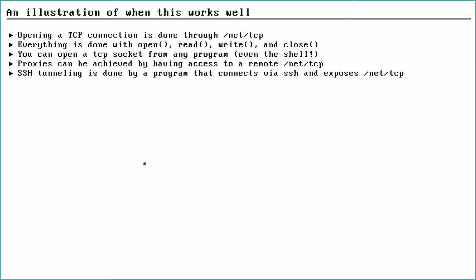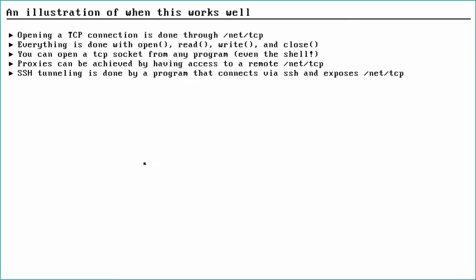SSH tunneling is a really good example of this, about the whole, is it being implemented by the kernel or user space and that not mattering much? So SSH, if you haven't used it before, SSH has the capabilities of proxying network traffic. It's called SSH forwarding, reverse forwarding, sometimes called port forwarding or reverse port forwarding. So you'll connect to a remote machine and you say, okay, remote machine, make this connection for me.